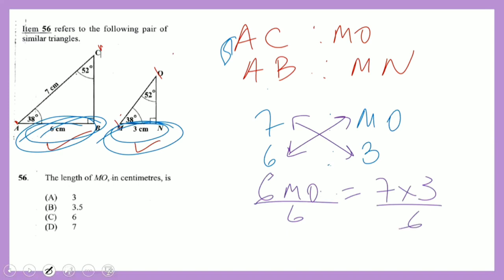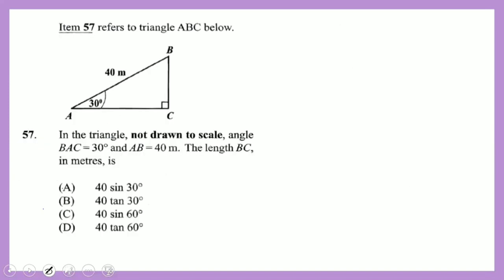Divide both sides by 6, MO is equal to 21 over 6, and you're still going to get your 3.5. All right. Number 57, in a triangle not drawn to scale, as we can see, AB is 40 meters, BAC, and you follow with your pencil, is 30 degrees, and we should find BC.